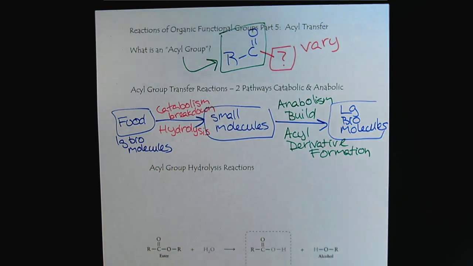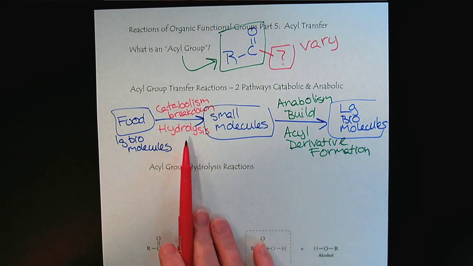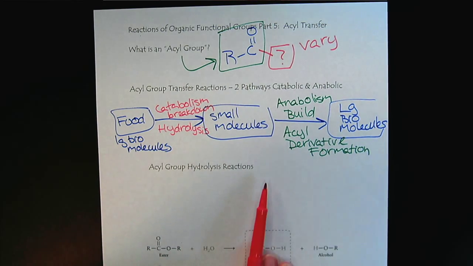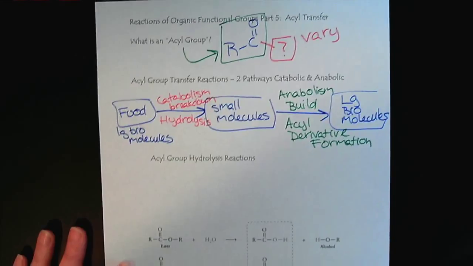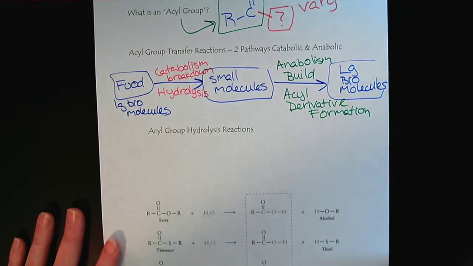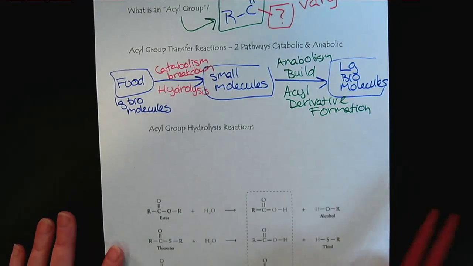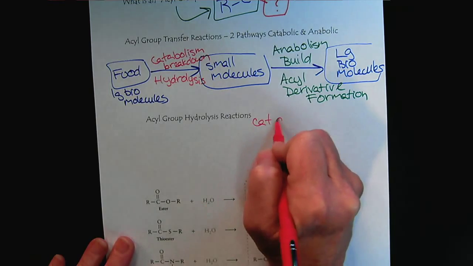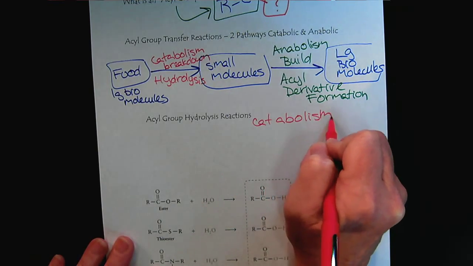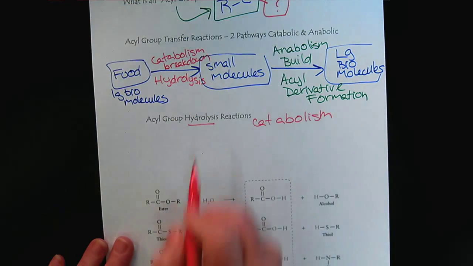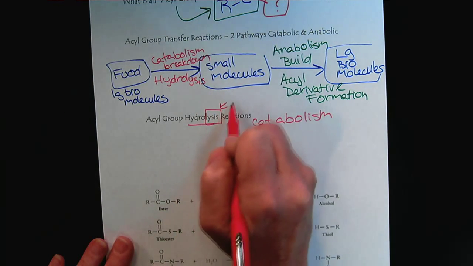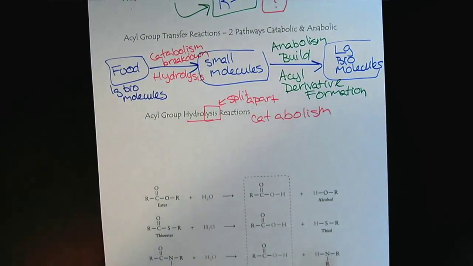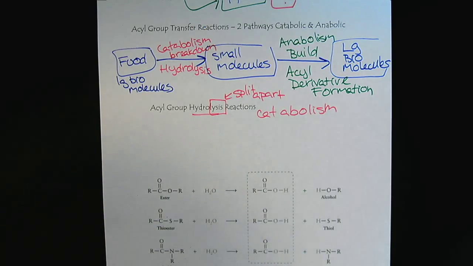The reactions that we're covering in this tutorial will study the hydrolysis reaction of the acyl groups and the acyl derivative formation. So these are the fundamental reactions of metabolism. We'll start with the catabolic process, catabolism. For catabolism, you want to think about hydrolysis, right? Lysis, split apart. So these acyl group hydrolysis reactions are where we break down our food.